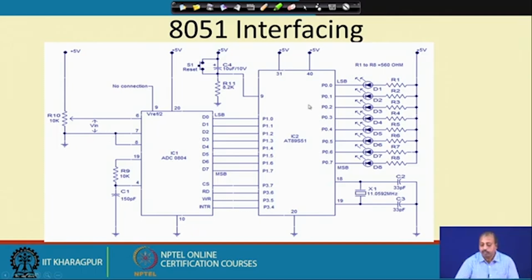0804 ADC. On this 8051 side, I have already said that port 1 is used for getting the data bit lines, port 3 is used for giving the control signals, and suppose in port 0 we have connected a number of LEDs. So, whatever digital value will be obtained here will be put onto port 0, so that on port 0 you can see the corresponding bit pattern glowing. So, this is the interfacing circuitry.